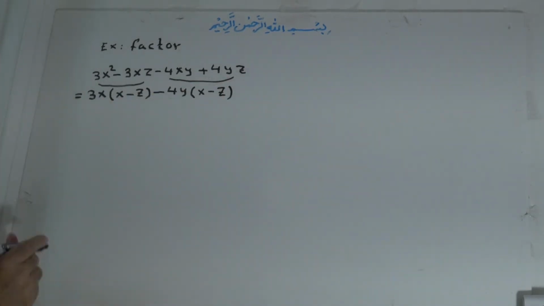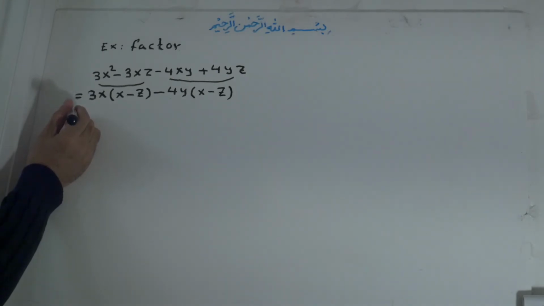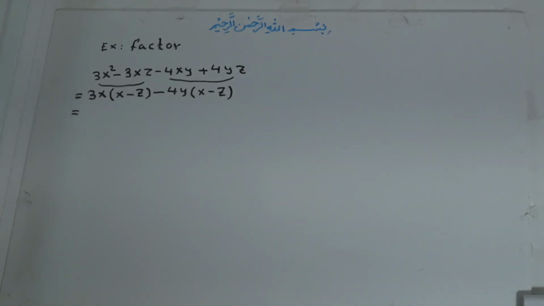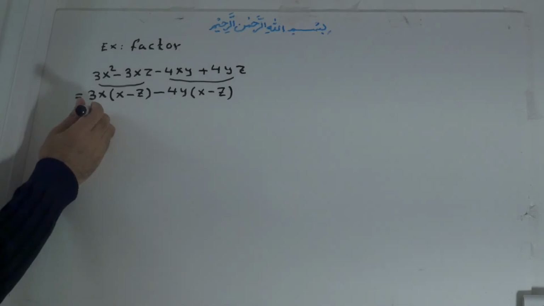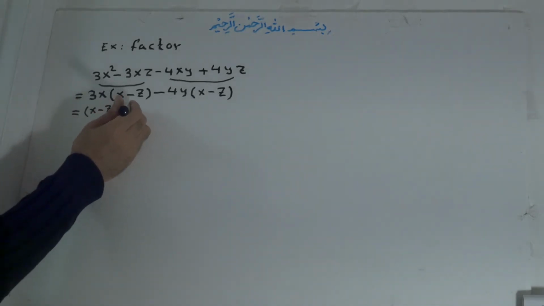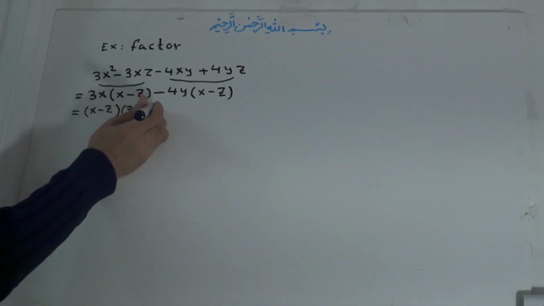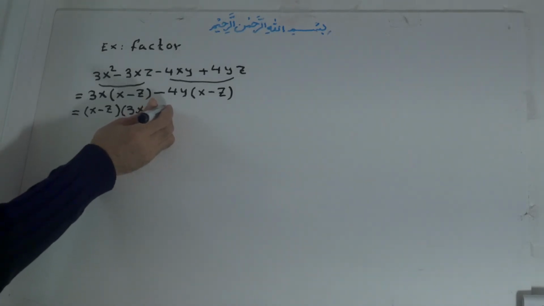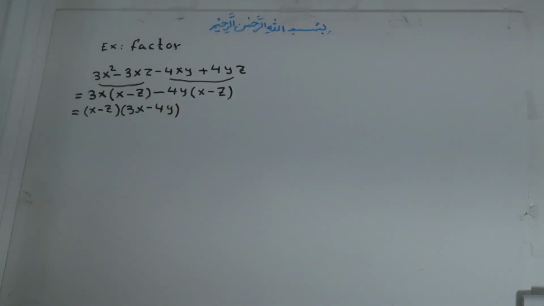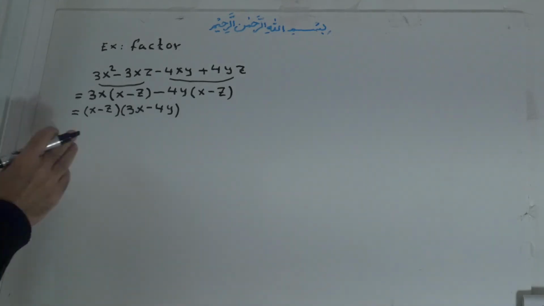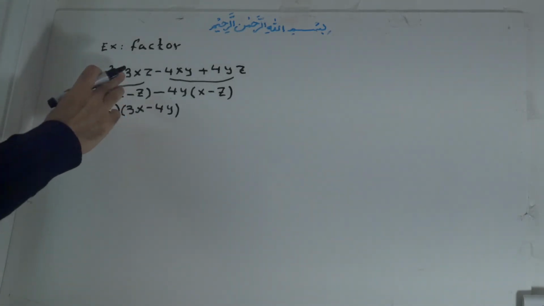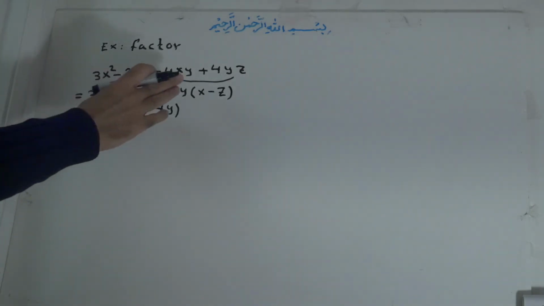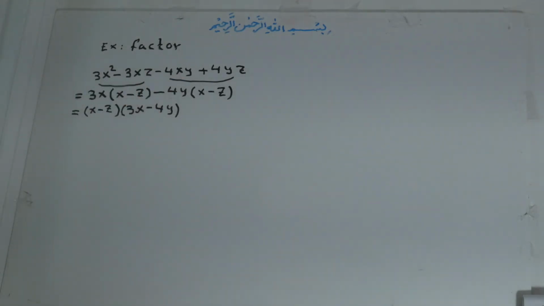Between these two terms, according to identity number 1, the common factor is x minus z, and the other factor is 3x minus 4y. If we multiply these two factors, it again gives us the same statement or expression.